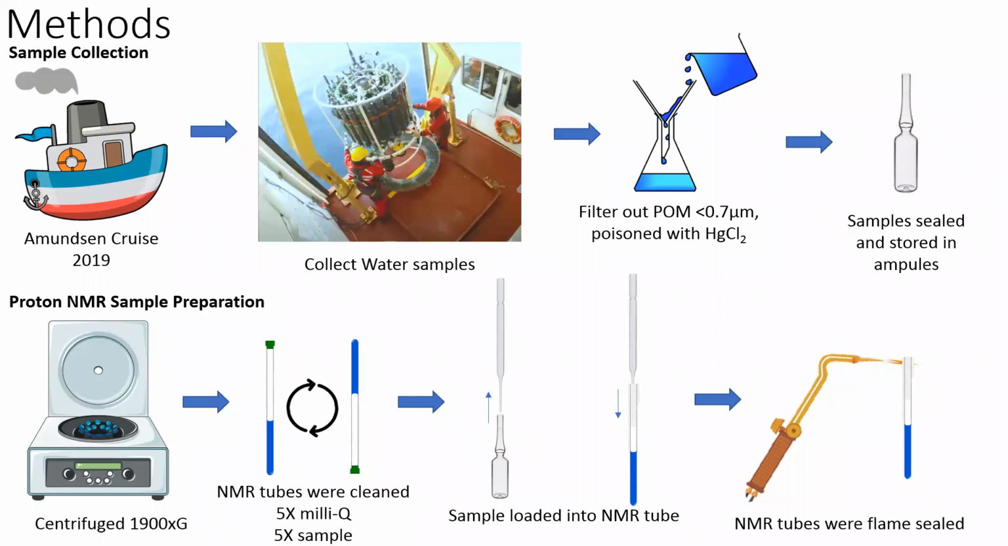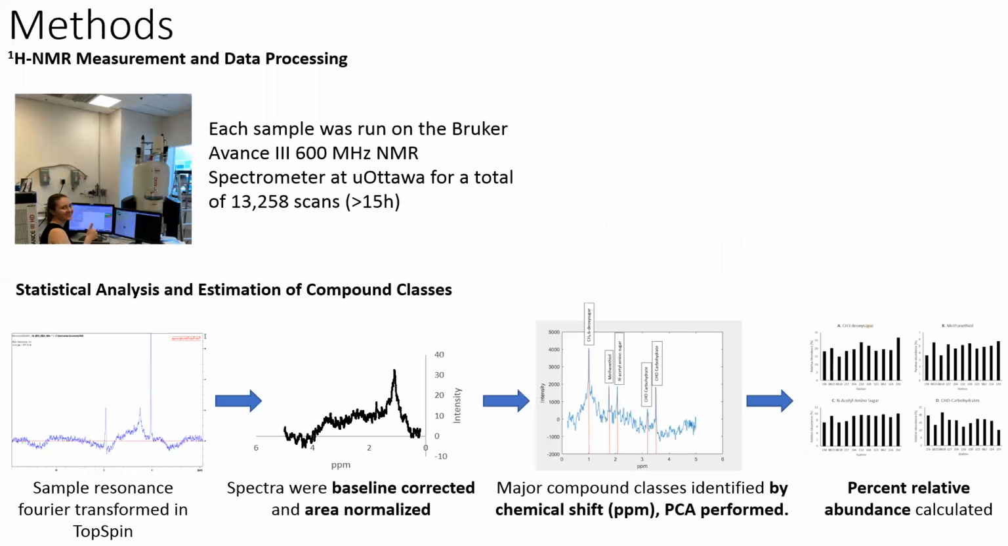These samples were collected aboard the Amundsen cruise in 2019, filtered for large particles, poisoned with mercuric chloride, sealed, and transported back to the University of Ottawa, where I was able to prepare them for NMR analysis. To prepare the samples, I centrifuged them to remove residual PON and rigorously clean the NMR tubes before transferring the sample from the ampule into the NMR tube. Finally, the NMR tubes were flame sealed.